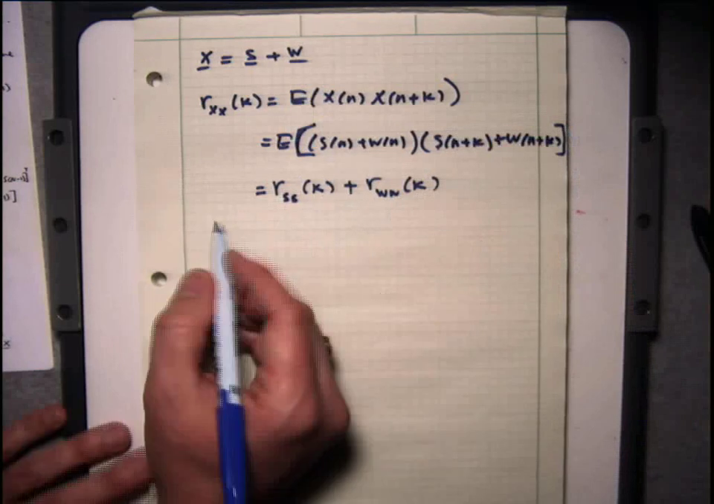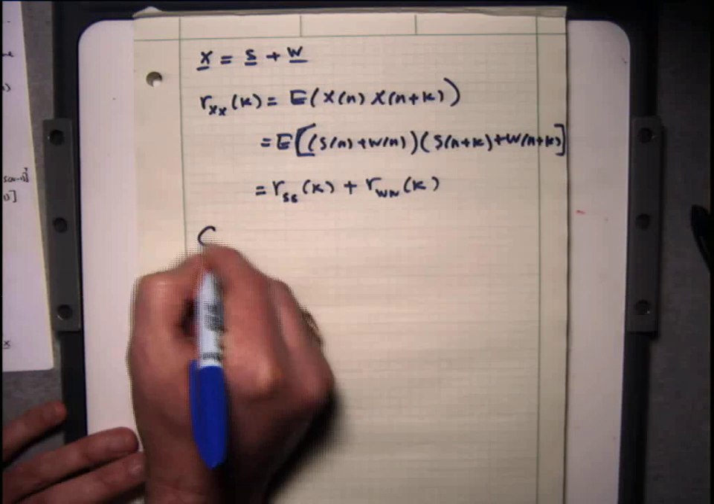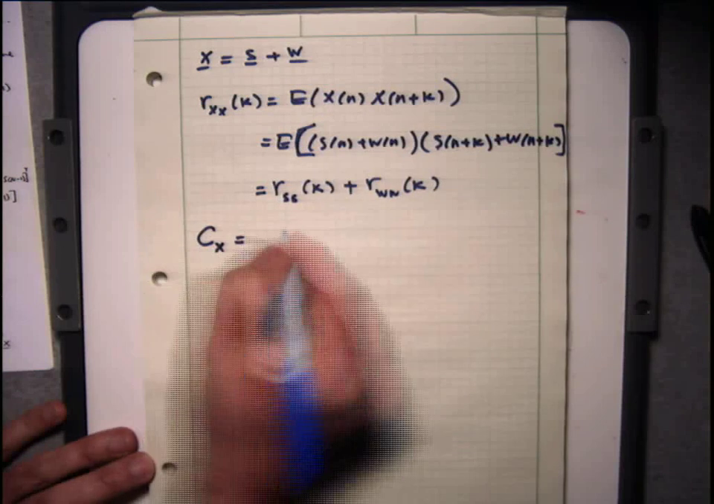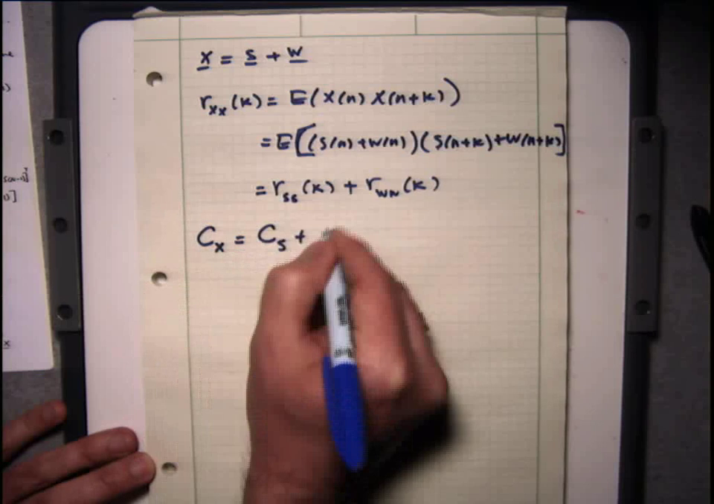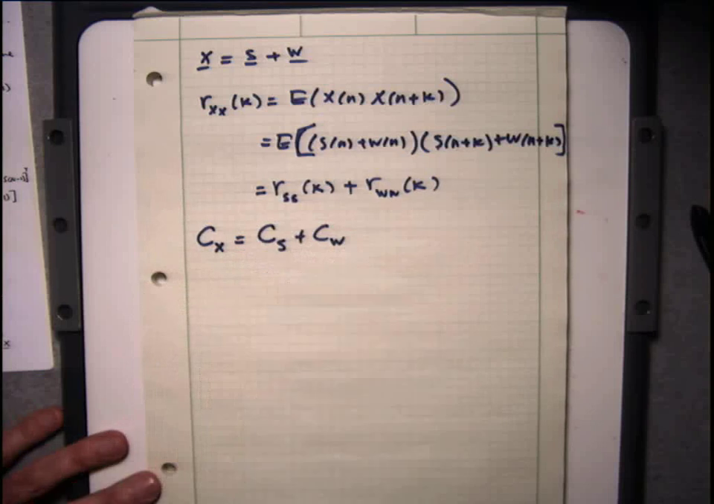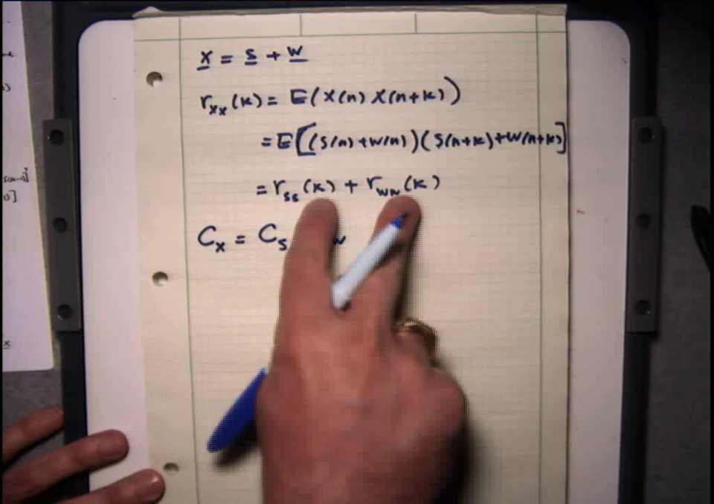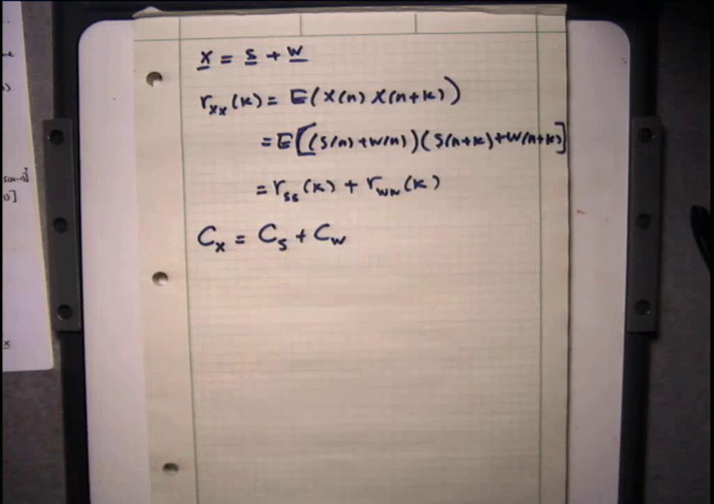So correspondingly, if I write the covariance matrix for x, this is going to be covariance for s plus the covariance for the noise. Because I'm just going to take these terms and stack them into a matrix. Okay?